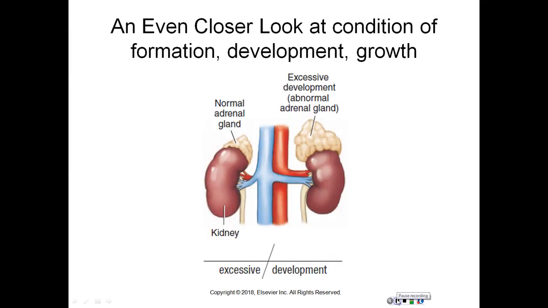Here is a picture of kidneys. On the left you have a normal adrenal gland, on the right there's an excessive development or abnormal adrenal gland that sits on top of the kidney. They want you to come up with the medical term that means excessive development. And we just did that. We learned that for excessive, the prefix is hyper, and for development, the suffix is plasia. So your answer should be hyperplasia.